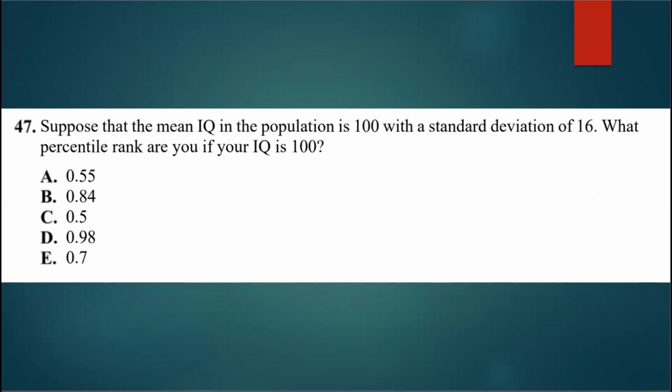Suppose that the mean IQ in the population is 100, with a standard deviation of 16. What percentile rank are you if your IQ is 100? So I'm in the middle, 100, and the mean is 100. The mean is at the percentile of 50, or half of the data. So the answer should be C. This is 50, okay? Like if you divide the whole data into slices of 1% each, the mean will be in the middle of the slices, the slice number 50.